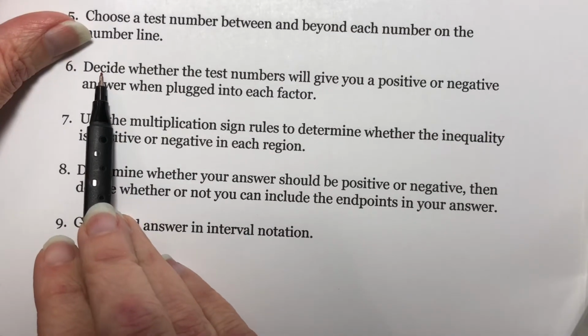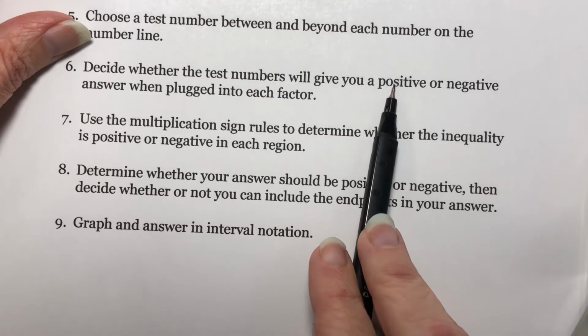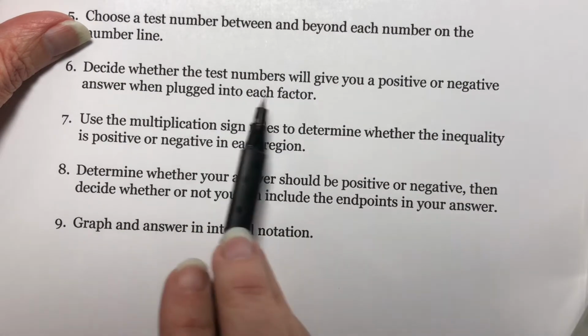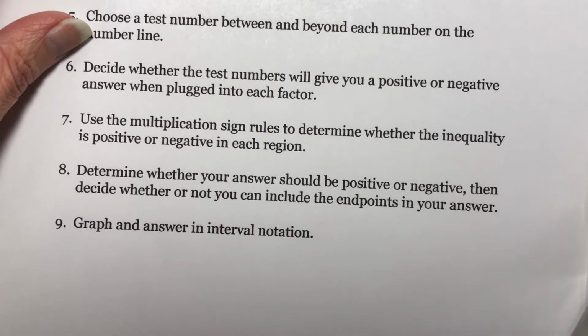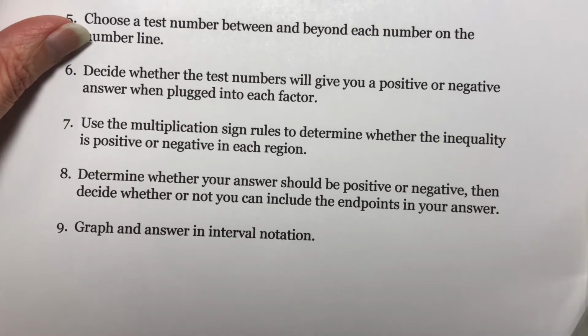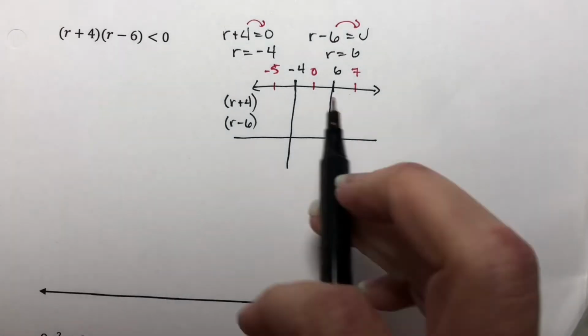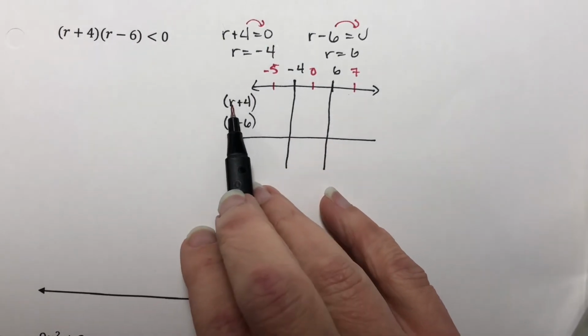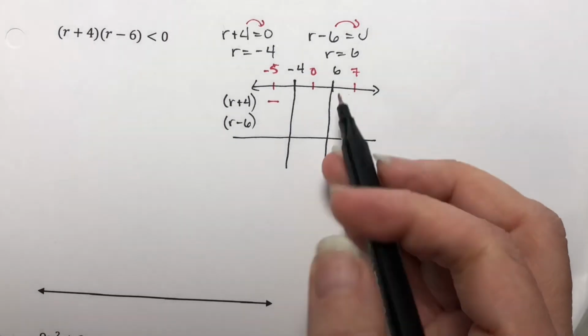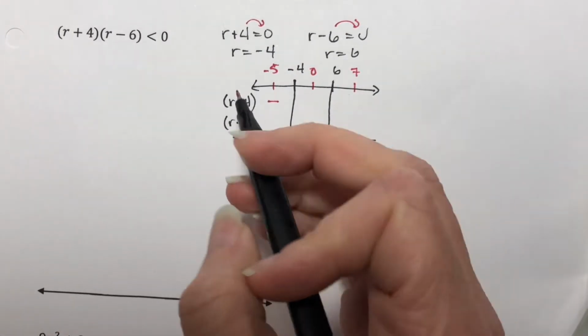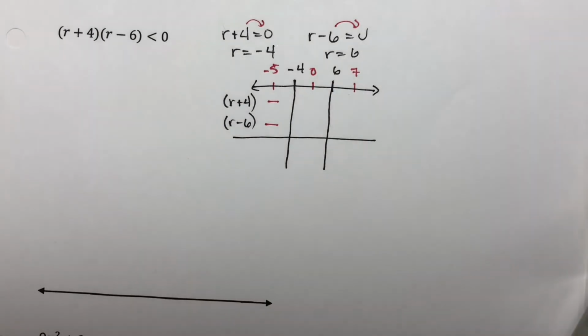Now we need to decide whether the test numbers will give you a positive number or a negative number when plugged into each factor. I'm not worried about the exact values. Sometimes we are going to be forced to choose some sort of ugly fraction, and we don't necessarily need to do the entire calculation to figure out whether we get a positive answer or a negative answer. Okay, so let's imagine plugging in -5 right here. -5 plus 4, that's going to give me a negative answer. -5 minus 6 is going to give me a negative answer.